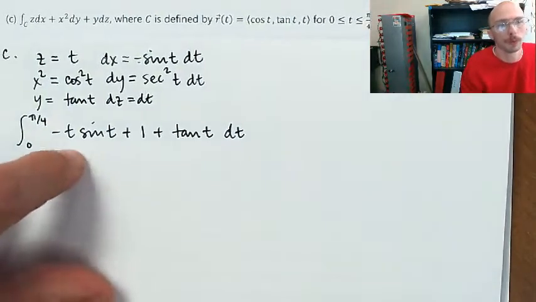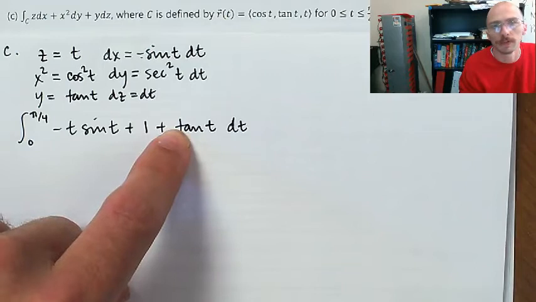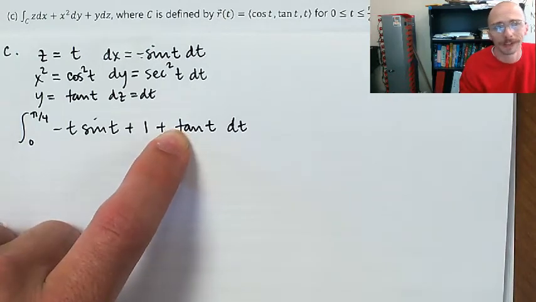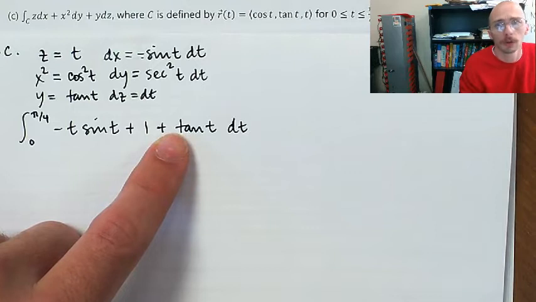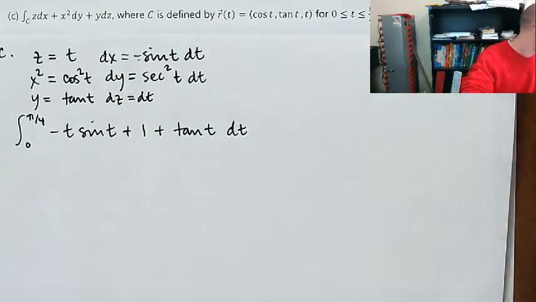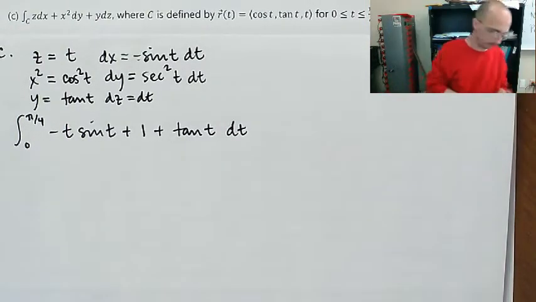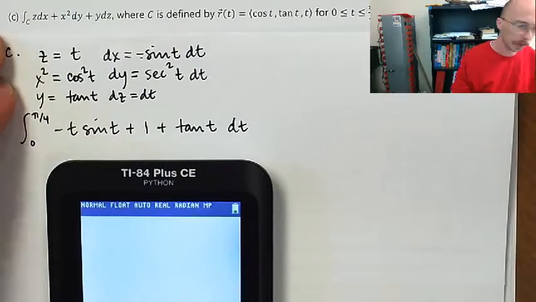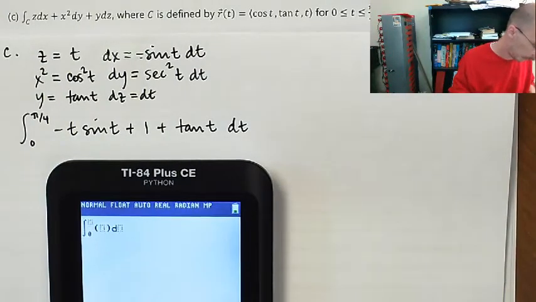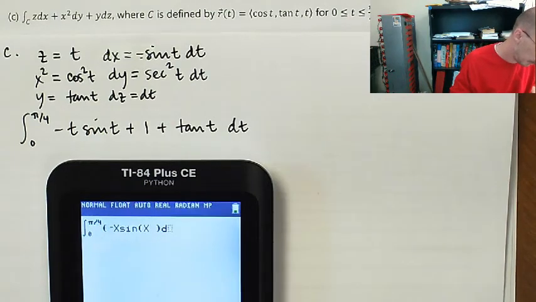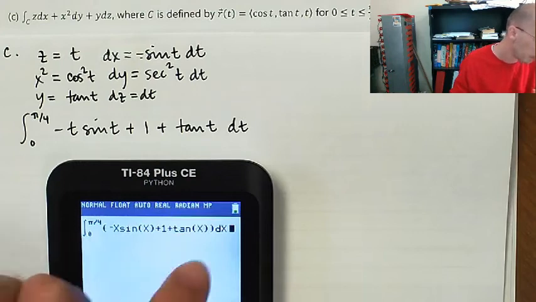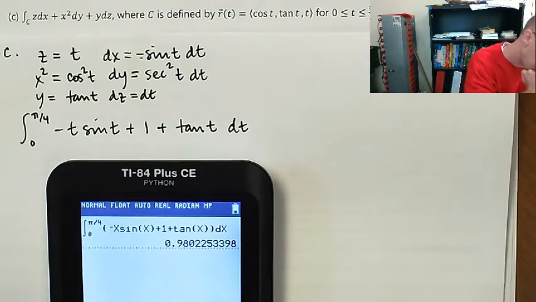Okay, this one would require integration by parts. This one would be a u-substitution, writing tangent t as sine over cosine and letting u equal cosine of t. We don't want to go there. That's too much. Let's just use a calculator. All right, we're going to integrate from 0 to pi divided by 4, negative t sine t plus 1 plus tangent t. Okay, no domain issues with tangent, yeah, okay, we're good. And we get 0.980.